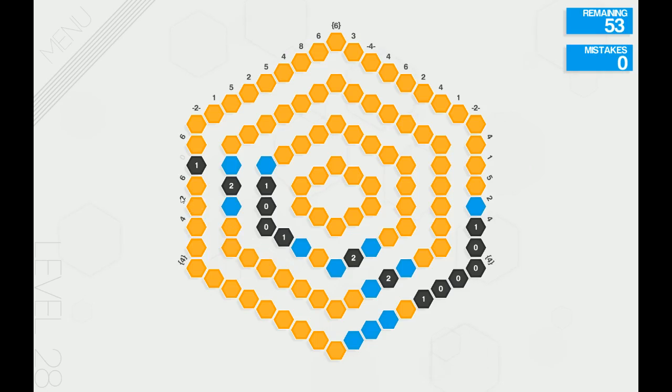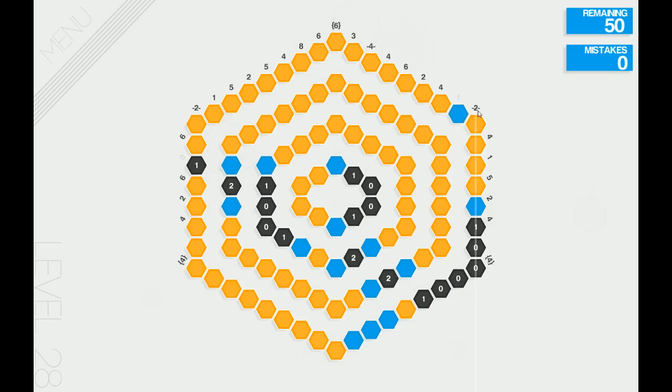Alright. Let's see where to go next. For this -4, we know that there has to be at least a space in there somewhere. We have 3 already connected, so we can eliminate this item right here. Okay. And for our column of 1 over here, there's only 1 in that column, so we can mark that.